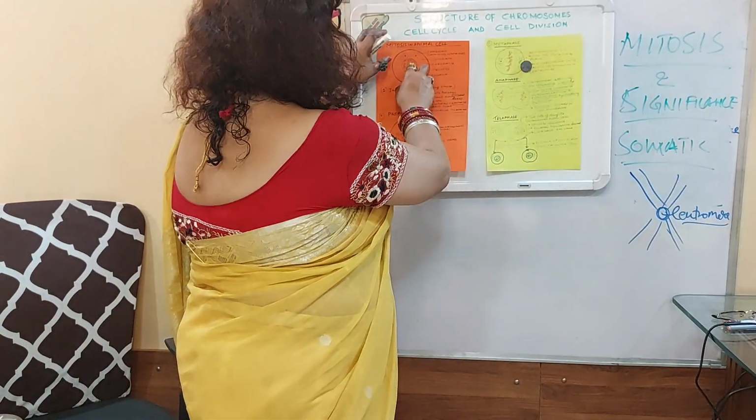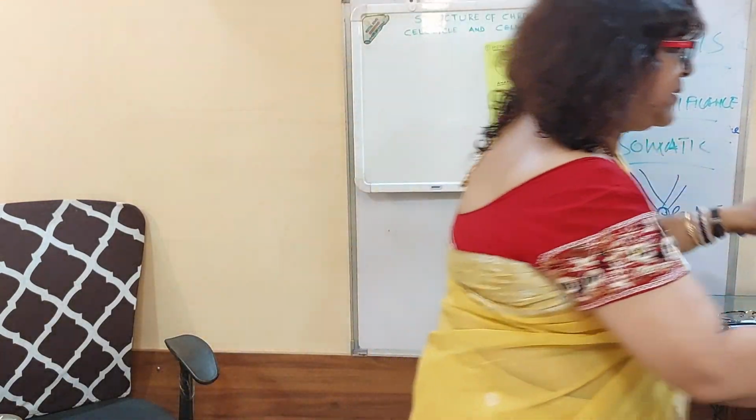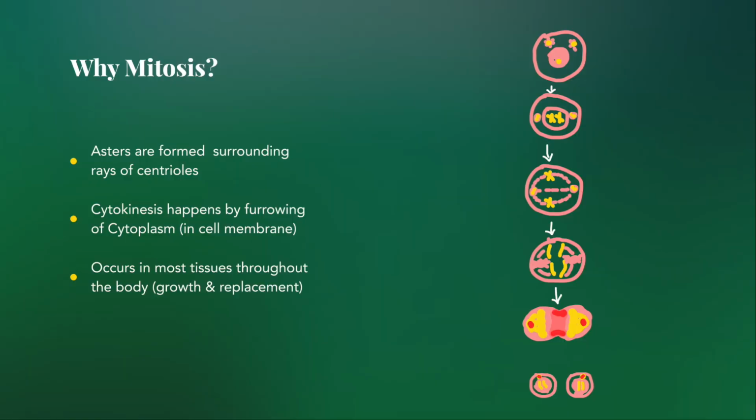Now we come to the significance of mitosis. As I told you, keep the differences in mind. Next question: the difference between animal cell and plant cell. Asters are formed in animal cells, no asters in plant cells. I am repeating again: cytokinesis by furrowing in the cell membrane, versus by cell plate. Mitosis occurs in most of the tissues throughout the body. Very important: throughout the body it occurs, and in case of a plant it occurs only in the meristematic part.